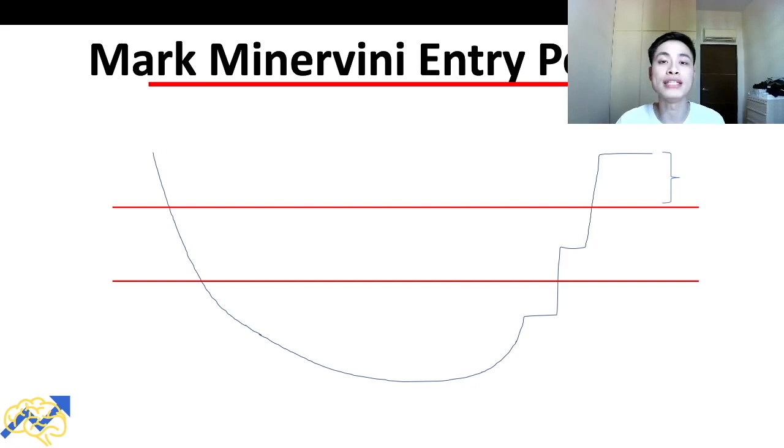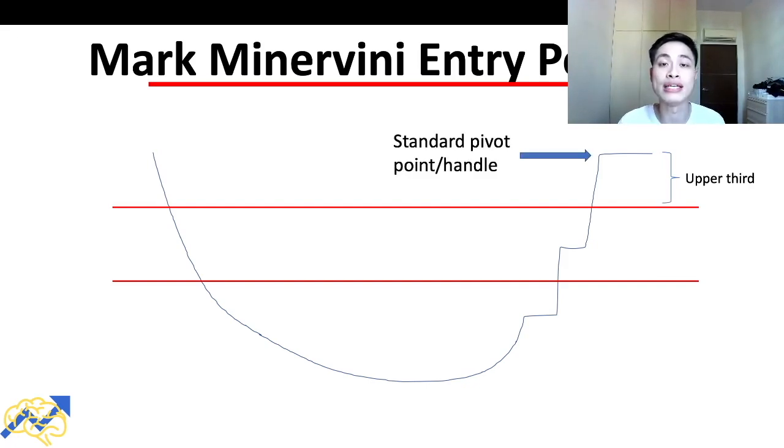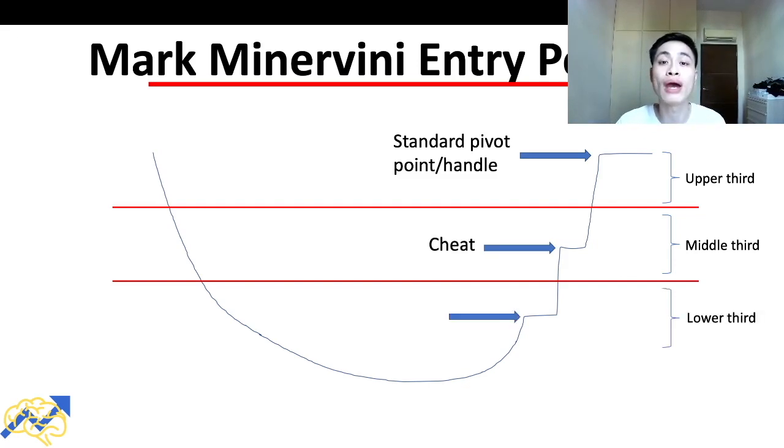So for the top part of the base, which is the upper third of the base, that is where our standard pivot point and the handle area is for a base. So if you are familiar with a cup and handle pattern, this area over here is the handle area. Right, so the upper third of the base is where the standard pivot area and the handle area is. Below this upper third area, we have the middle third. And this middle third area is where the cheat area is for Mark Minervini. And even lower in the base, in the lower third of the base, is where Mark Minervini's low cheat entry is at. So these are Mark Minervini's 3 different entry points in a base. The standard pivot area or the handle area, then the cheat, followed by the low cheat area.